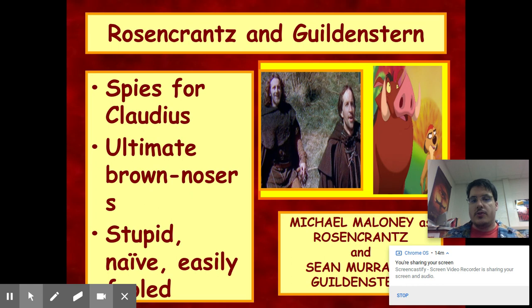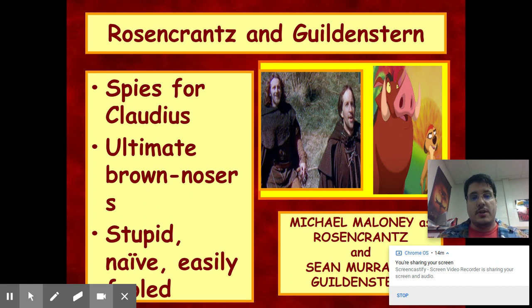So he hires Rosencrantz and Guildenstern, or not really hires, really just orders because he's the king, but he orders Rosencrantz and Guildenstern to spy on their childhood friend Hamlet to get to the bottom of things. Here's the problem, though. Rosencrantz and Guildenstern are kind of dumb.